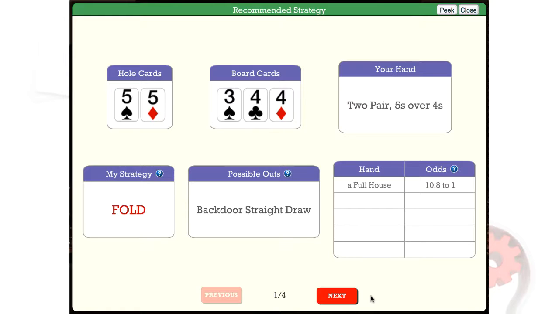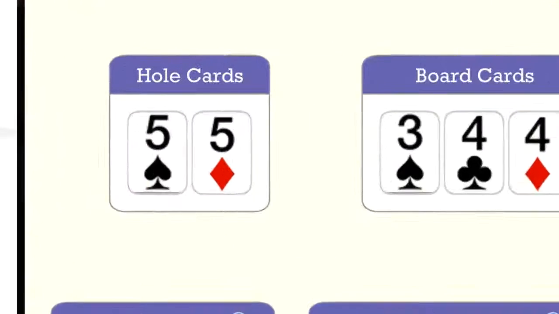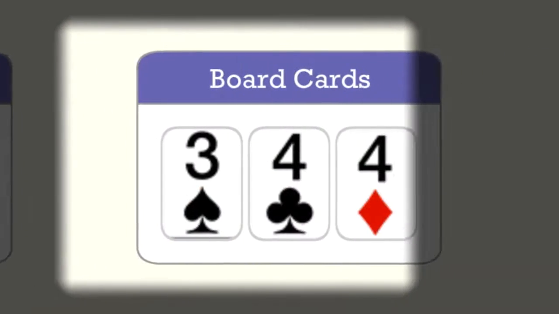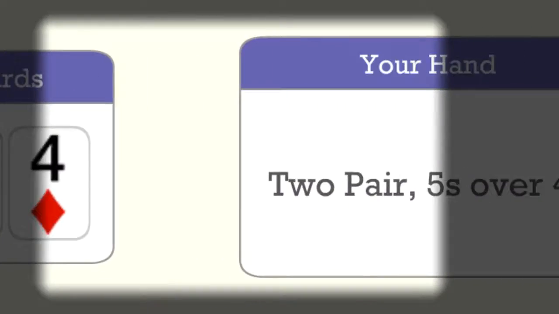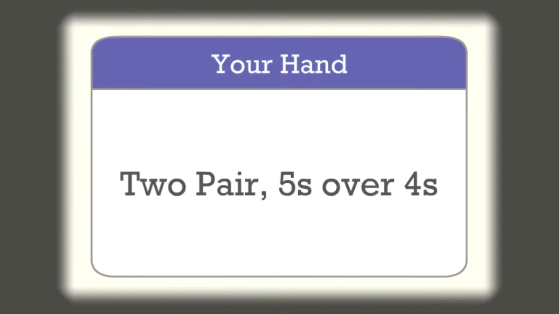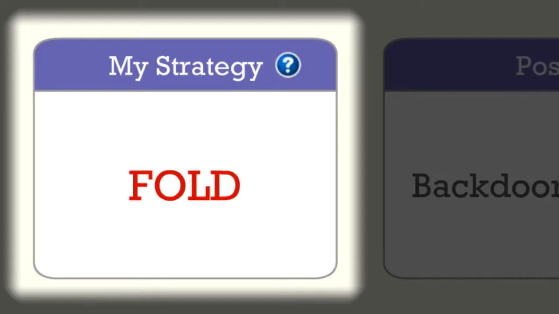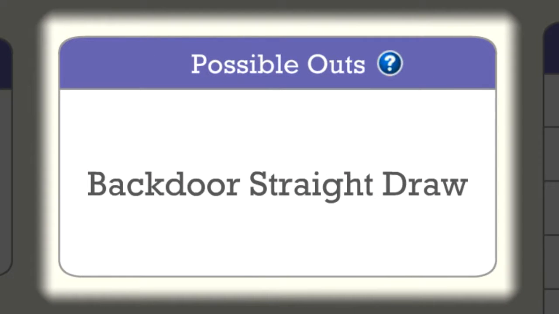First, let's go to the recommended strategy page. These first few boxes are pretty easy. They show your hand, the board cards, the strength of your hand, and the action your advisor already recommended. The next box shows your possible outs. That means potential ways your hand could improve using the remaining cards to come on the turn and river.